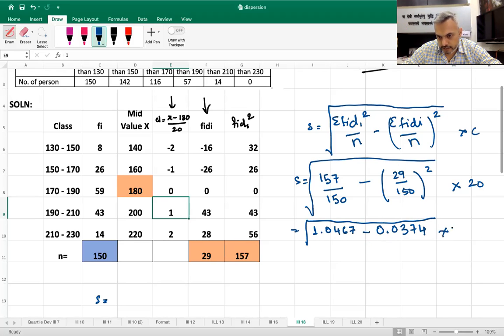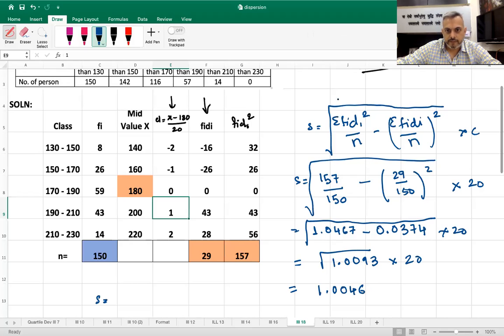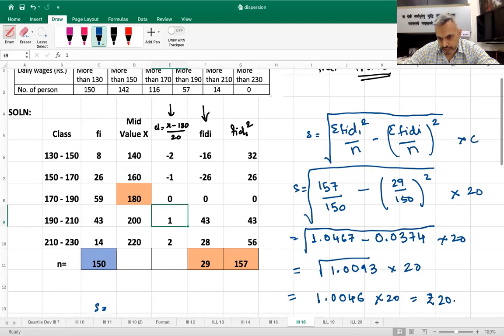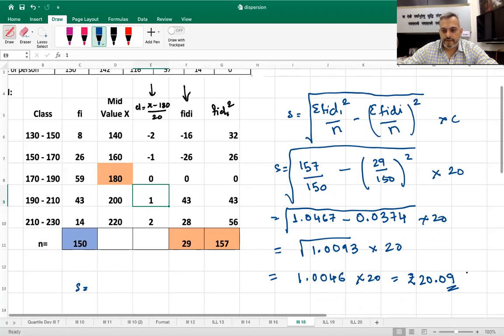Under root into 20, which is equal to 1.0467 minus 0.0374, which is equal to under root 1.0093 into 20. The under root of 1.0093 is 1.0046, into 20, which is equal to 20.09. So here it is rupees. So rupees 20.09. Answer.